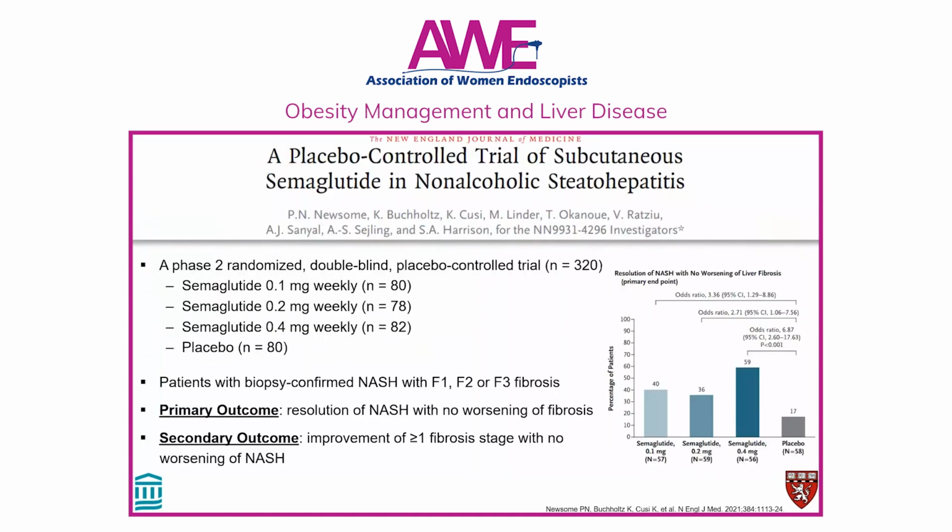So let's look at the data on semaglutide on NAFLD. Here's a phase 2 RCT including 320 patients who were randomized to semaglutide 0.1 milligram weekly, 0.2 milligram, 0.4 milligram, or placebo. All patients had biopsy-confirmed NASH with F1 to F3 fibrosis. The primary outcome was complete resolution of NASH with no worsening of fibrosis. What the study showed was that semaglutide 0.4 milligram was superior to placebo at inducing NASH resolution with no worsening of fibrosis, 59% versus 17% respectively. However, there's no difference in the rate of improvement in fibrosis between the semaglutide groups and placebo group.